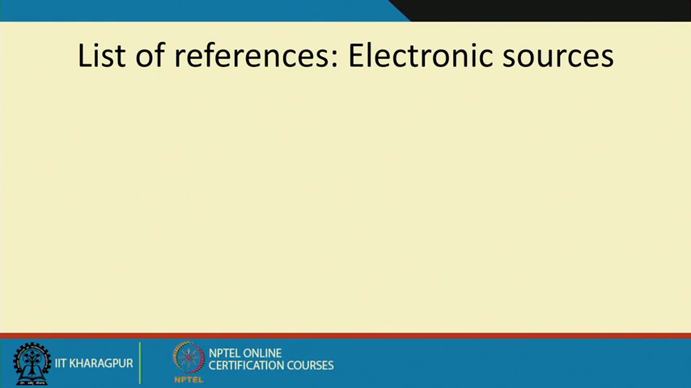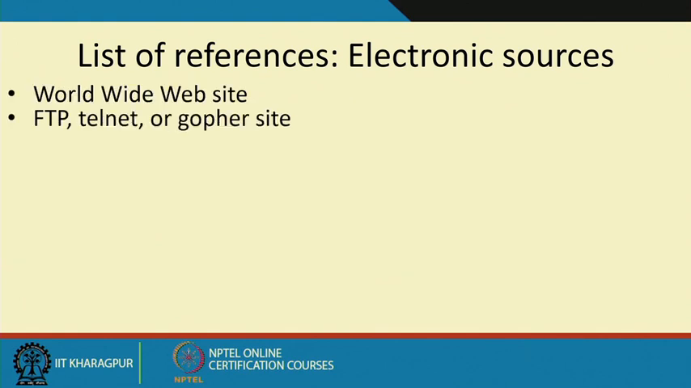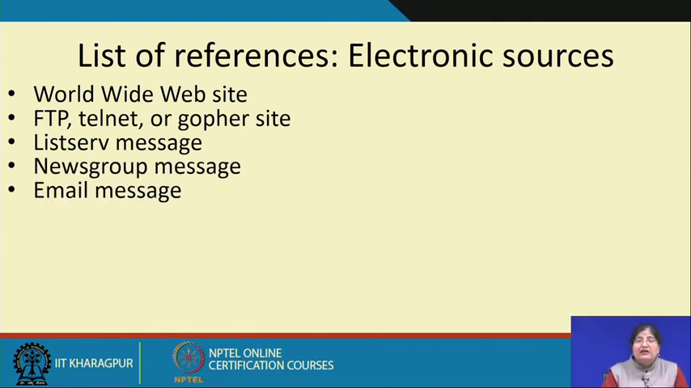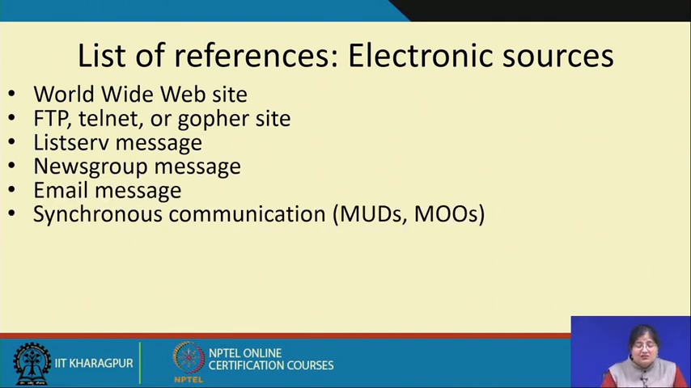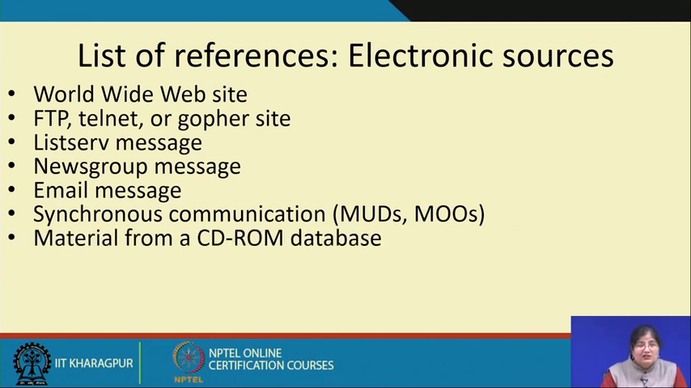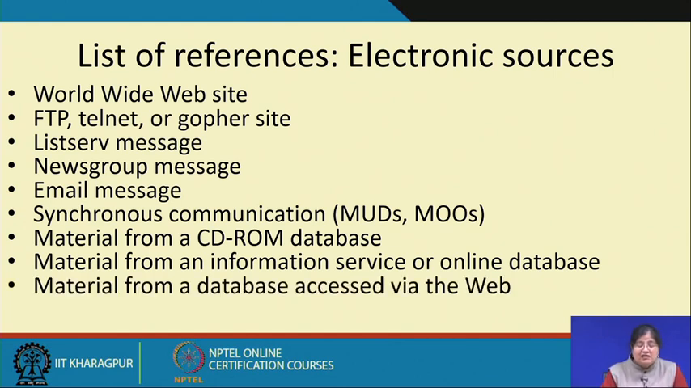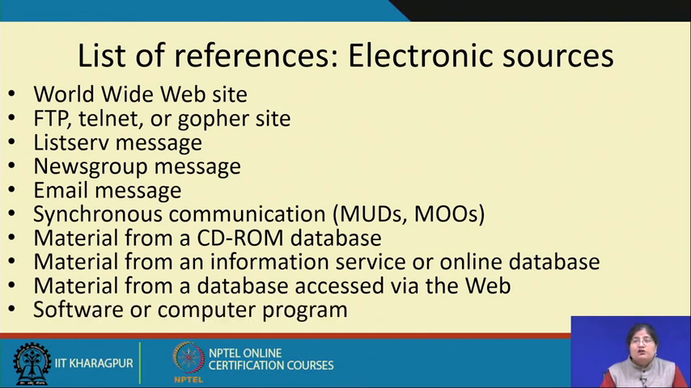two or more works by the same author in the same year. Then you have electronic sources: the World Wide Web, FTP, Telnet, Gopher sites, listserv messages, newsgroup messages, emails, synchronous communication, MUDs, MOOs. Then you have material from a CD-ROM database, material from an information service or online database, material from a database accessed via the web, a software or computer program, etc.